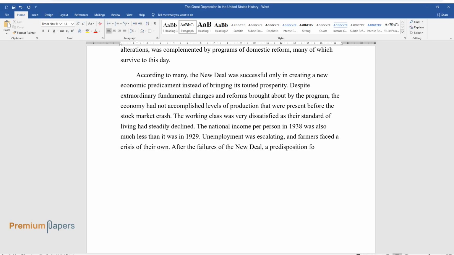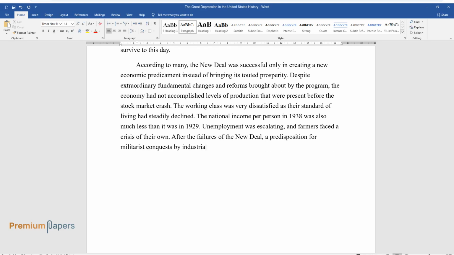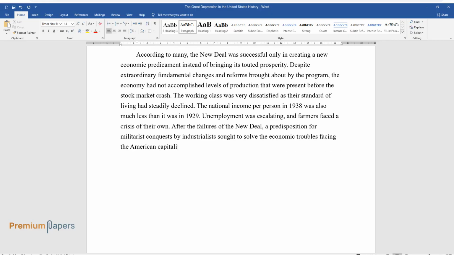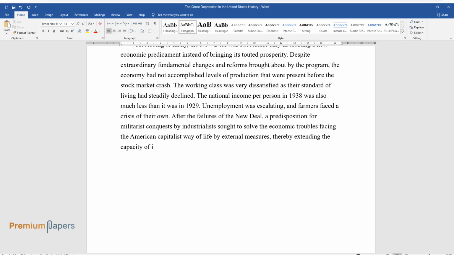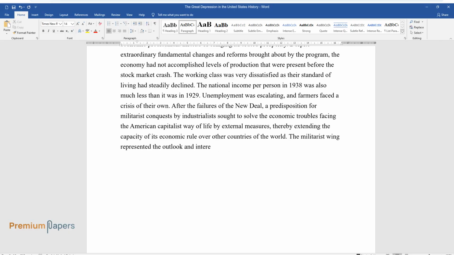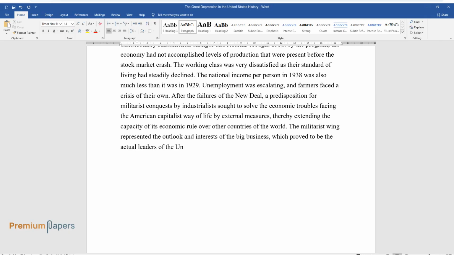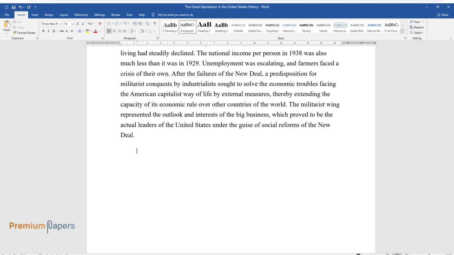After the failures of the New Deal, a predisposition for militarist conquests by industrialists sought to solve the economic troubles facing the American capitalist way of life by external measures, thereby extending the capacity of its economic rule over other countries of the world. The militarist wing represented the outlook and interests of big business, which proved to be the actual leaders of the United States under the guise of the social reforms of the New Deal.